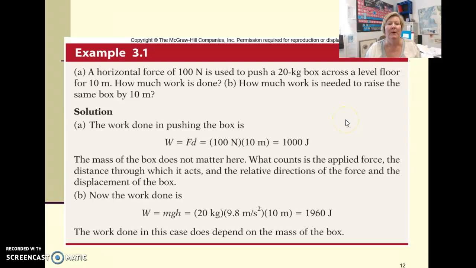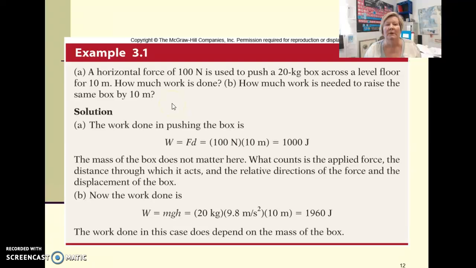If we look at a problem, we're going to calculate the work done sliding a box across a floor versus lifting a box up into the air. So our information here is: a horizontal force of 100 newtons is used to push a 20 kilogram box across a level floor for 10 meters. How much work is done? And then the second part asks how much work is needed to raise that same 20 kilogram box up by 10 meters.